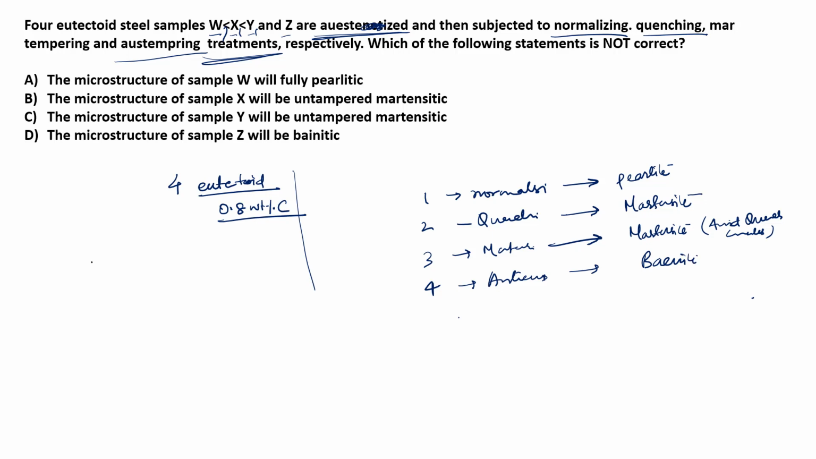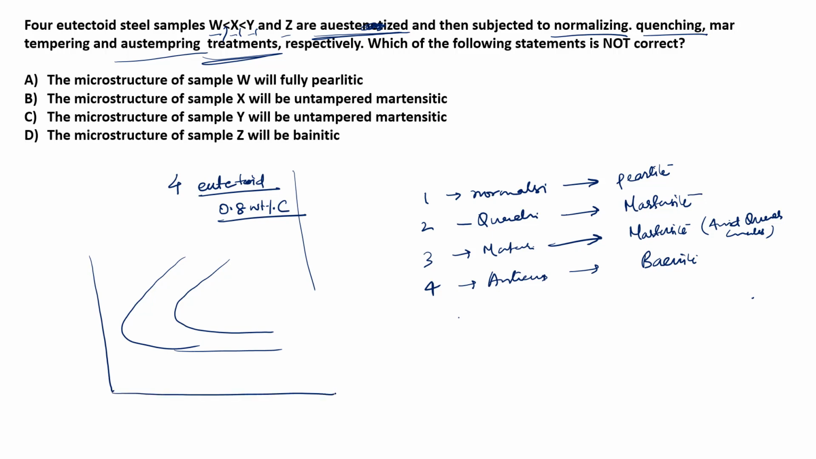If you want to understand through the CCT diagram or TTT diagram, see here, the first one is like this. So it is your normalizing. Next is the quenching. Quenching is just like this.